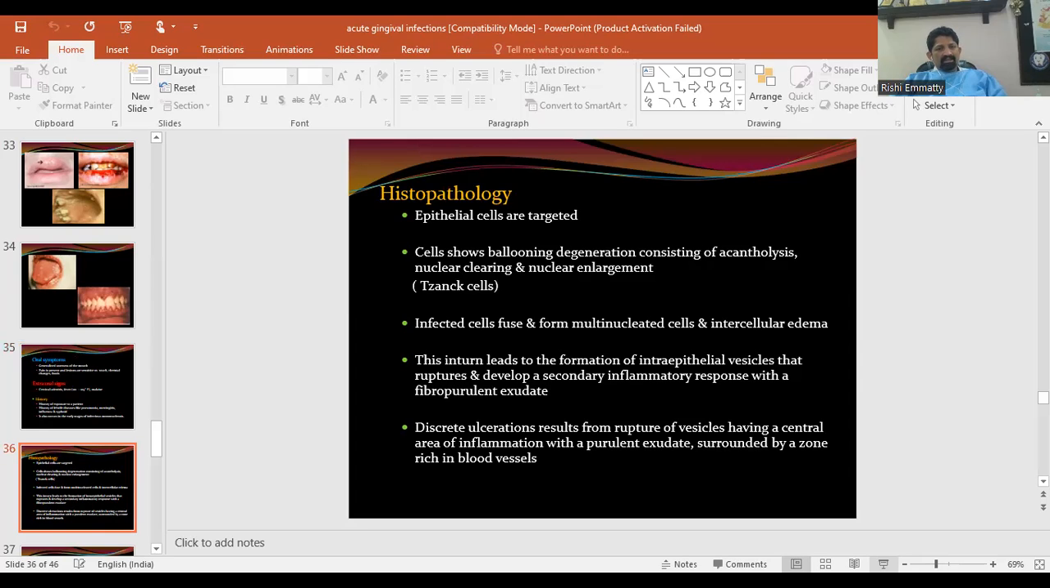There will be discrete ulcerations resulting from rupture of vesicles, having a central area of inflammation with a purulent exudate surrounded by a zone rich in blood vessels.